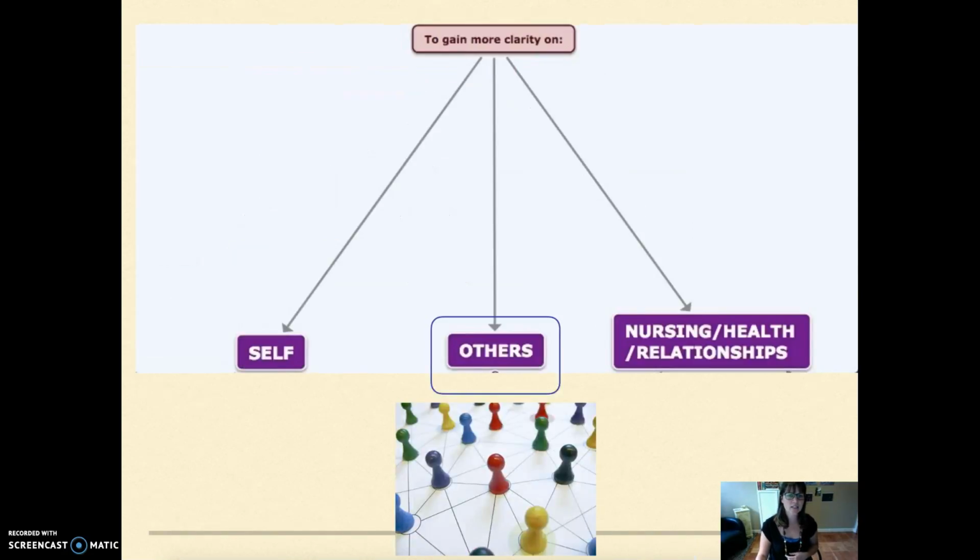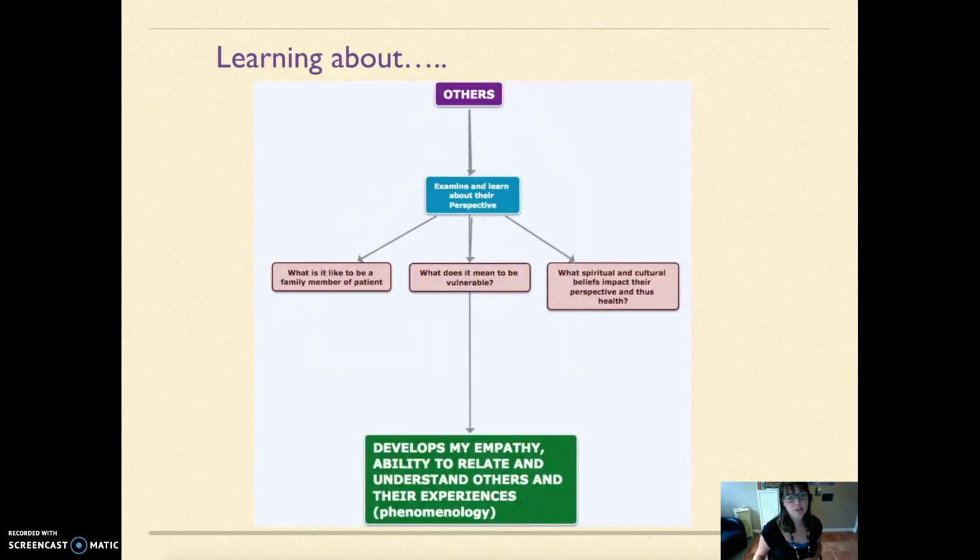Now looking at gaining more clarity on others. We do that by examining and learning about other people's perspectives. So where was that patient coming from when they said or did that? We may also want to explore things like, what is it like to be a family member of that patient? Or what does it mean to be vulnerable as a patient?